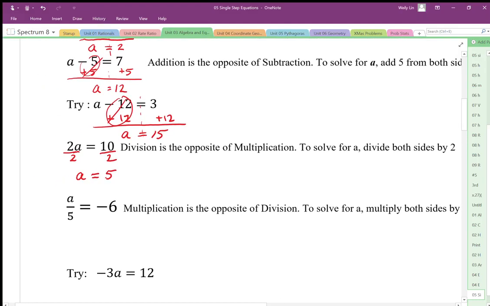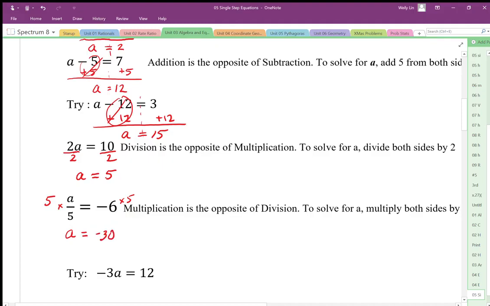So here, a divided by 5, we can undo that with a times 5. So I need to times 5 on this side. Okay, so we're undoing the divide with the times. So these cancel out. I'm just left with 1a. Okay, so when I undo multiplication, I'm left with 1. Here I'm going to multiply, and I'm going to end up with a equals negative 30.